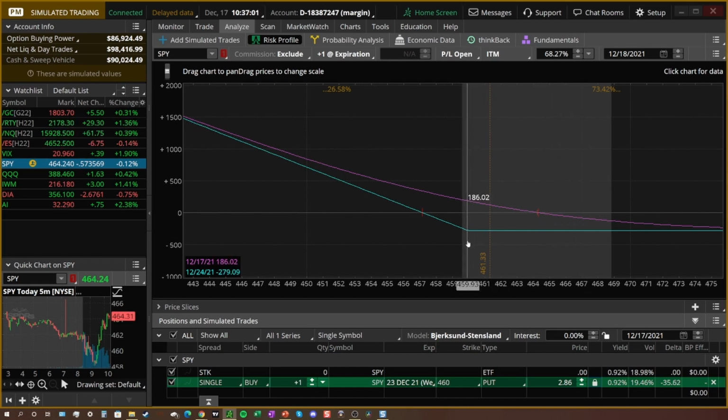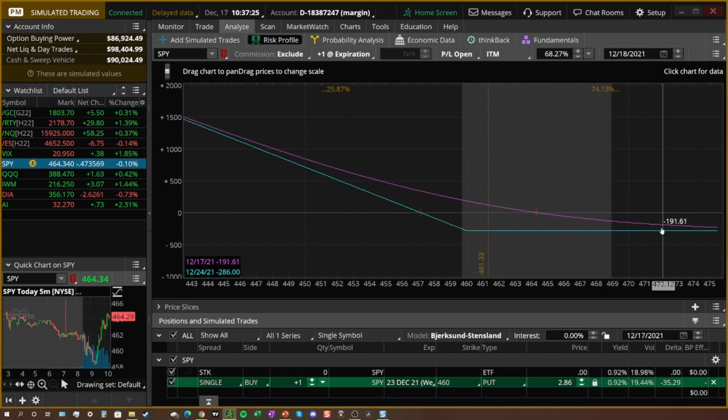Anything between 460 and break even on the teal line will be our incremental loss. It's not a full loss, right? And then anything below break even, our put option will make money. Now that's at expiration, right?